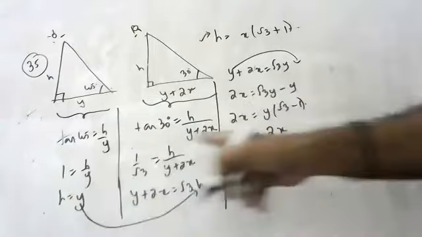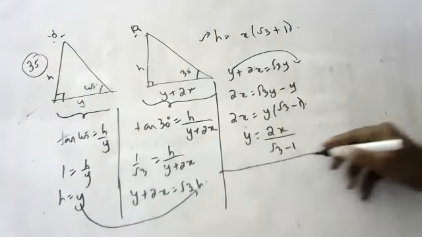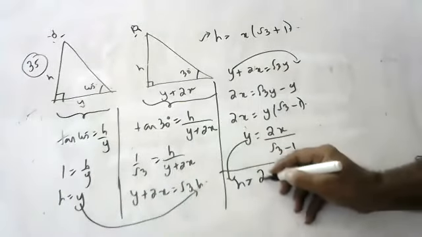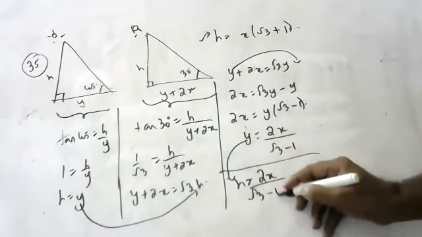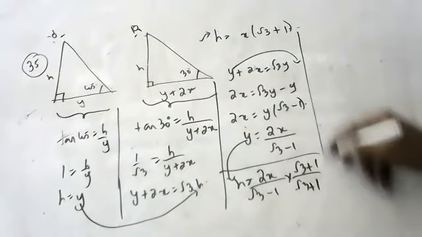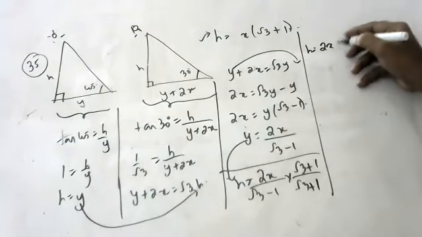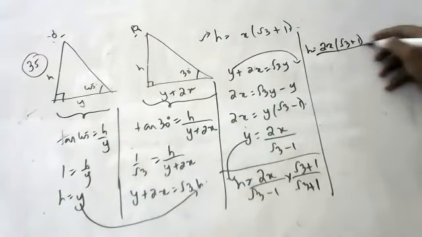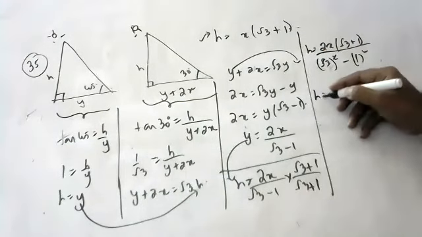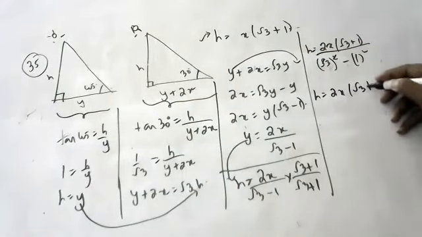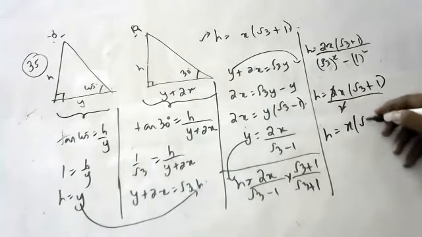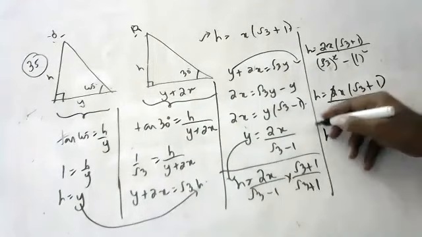But y and h are equal, no, children? Y and h are equal, so h is equal to 2x by root 3 minus 1. Multiply by root 3 plus 1 by root 3 plus 1. What will you get? H is equal to 2x (root 3 plus 1) by 3 minus 1, which is 2x (root 3 plus 1) by 2. The 2 cancels, so h is equal to x (root 3 plus 1) meters, which is the height.